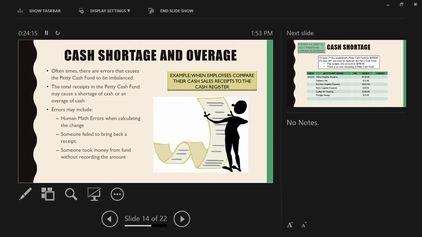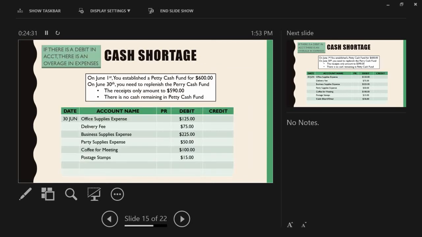Okay? So this is why you're more likely to have it if, one, you forget to record the transaction, two, people take the money and don't put back the receipt, and other things. Okay? So for this example, I'm going to show you how a shortage would work. I have the same transactions right here, right? My total amount of my transactions is going to be 590. Okay, so if I total this up, it comes out to be 590, right?